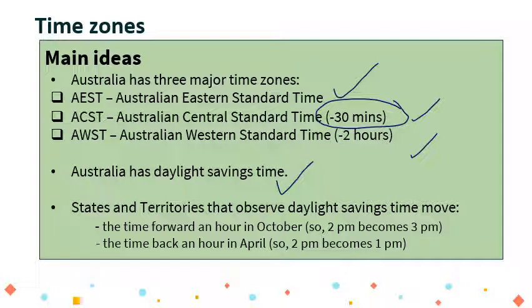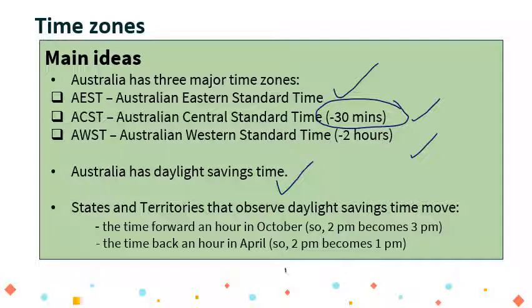Those that do, in October, move their clock forward an hour. So 2 p.m. or 2 a.m. becomes 3 p.m. or 3 a.m. So you effectively lose an hour in the day. You kind of lose an hour's worth of sleep. You have to get up earlier.